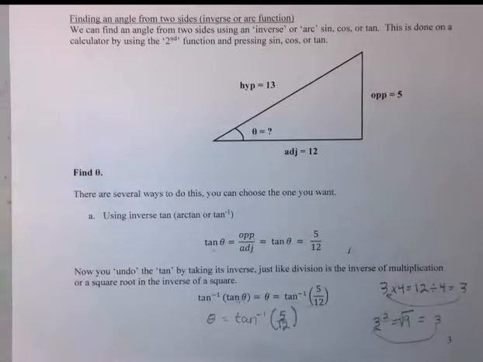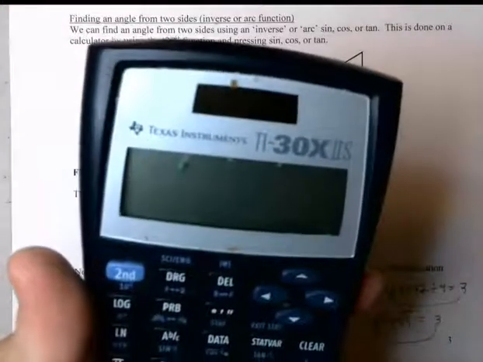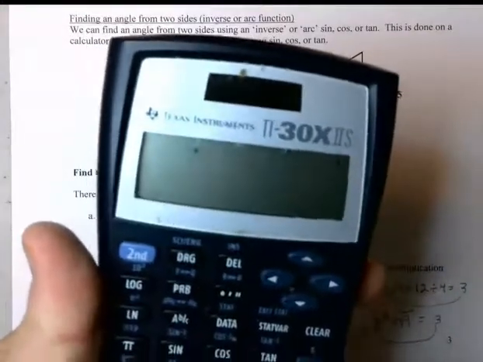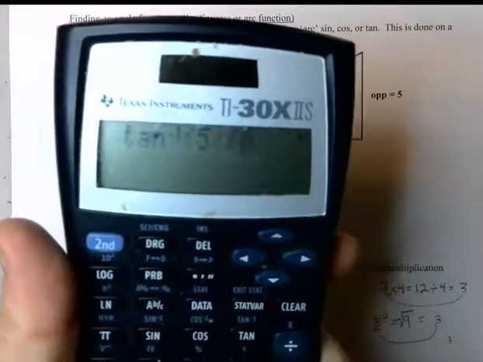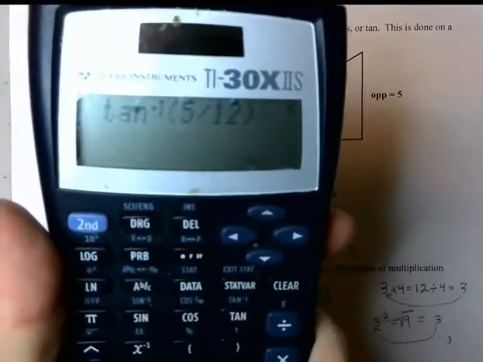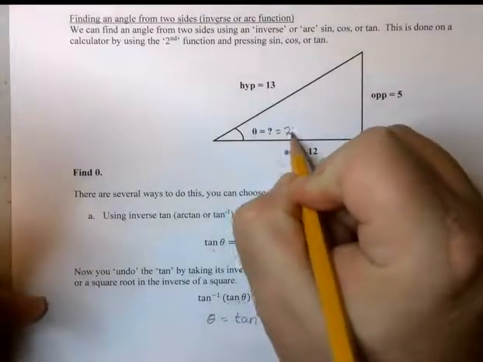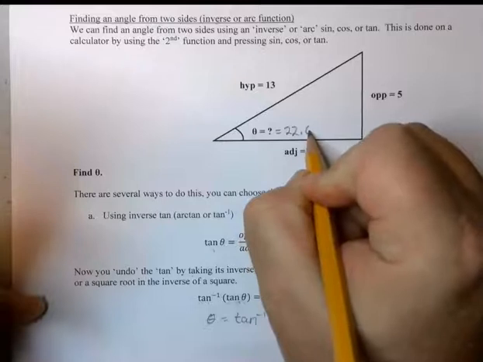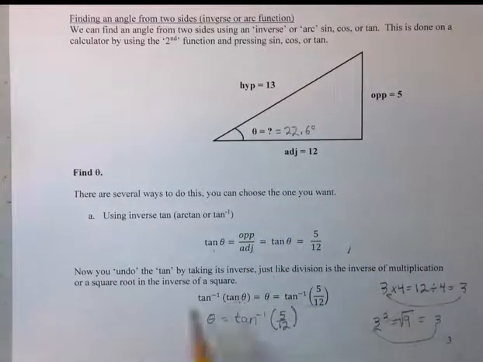Okay, so we do that on our calculator now, and that'll give us the angle theta. So here we go. So it's second, tangent, 5 divided by 12, close the parenthesis, and hit equal. And that gives us 22.6. So that means this angle right here is equal to 22.6 degrees. Okay, so by using two sides, we were able to work backwards using the inverse function to get the angle.